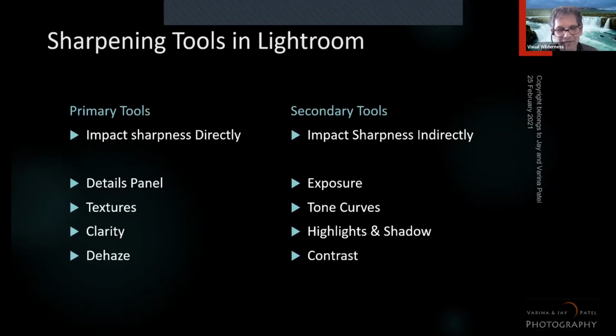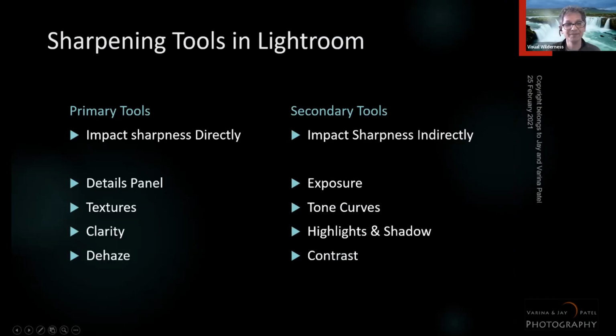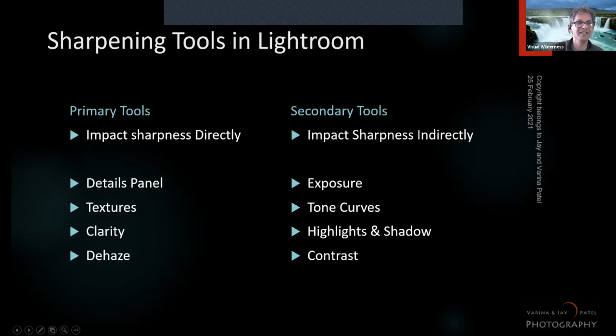There are 4 primary tools that Lightroom gives you for sharpening: detail, texture, clarity, and dehaze. And then there are a bunch of secondary tools. Now, the problem is these primary tools and secondary tools interact with one another. So you can use textures as much as you want, but if you don't have your exposure or your highlights or shadows correct, then textures won't work. It won't do anything. So what we're going to talk about in our class is what this interaction is all about, and how do you know which tools to target for which areas?